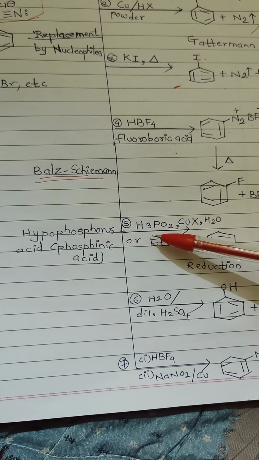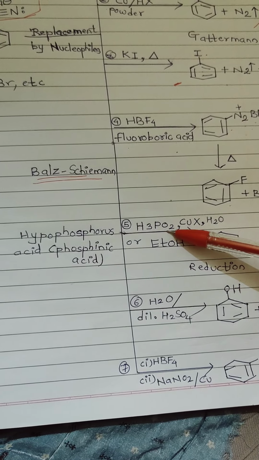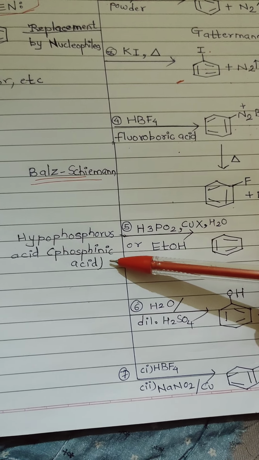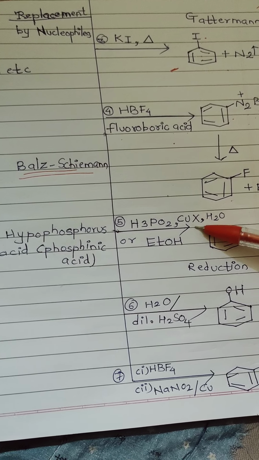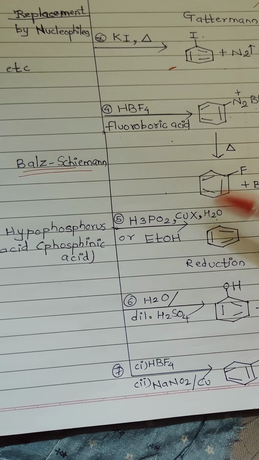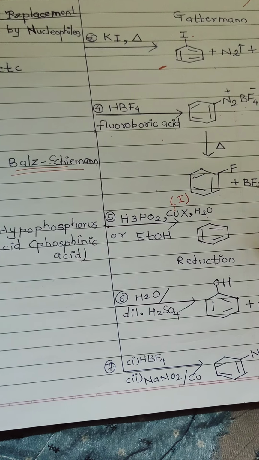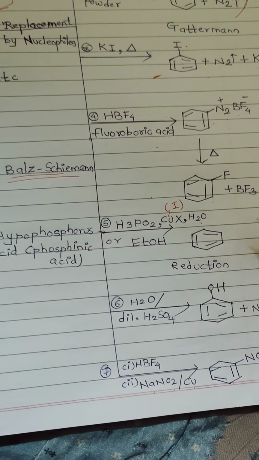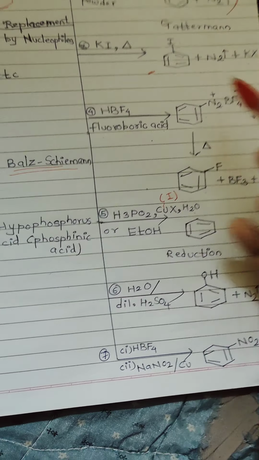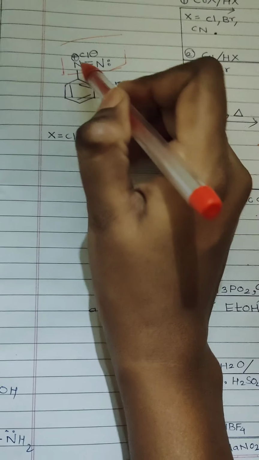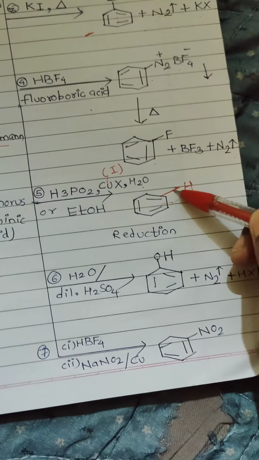Next is the fifth reaction, H3PO2, that is hypophosphorous acid or phosphinic acid, in the presence of CuX. This is copper in oxidation state 1, or H2O or ethyl alcohol, with reduction. Here simply this whole group gets out and H gets added, hence it is a reduction reaction. Reduction is the addition of hydrogen.